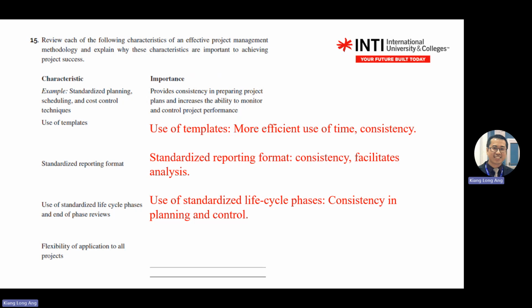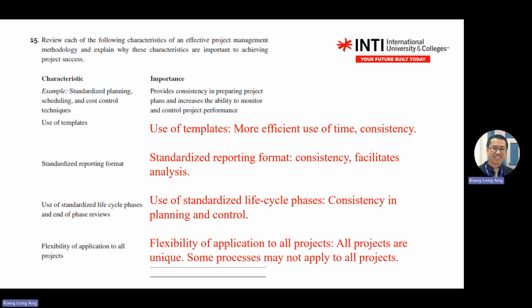Right. Flexibility in application to all projects. What is the importance? Flexibility. Because they are unique. The keyword here is unique. Flexibility is always linked with unique. They are good friends. If you see a question asks you about flexibility, they are looking for the keyword unique.